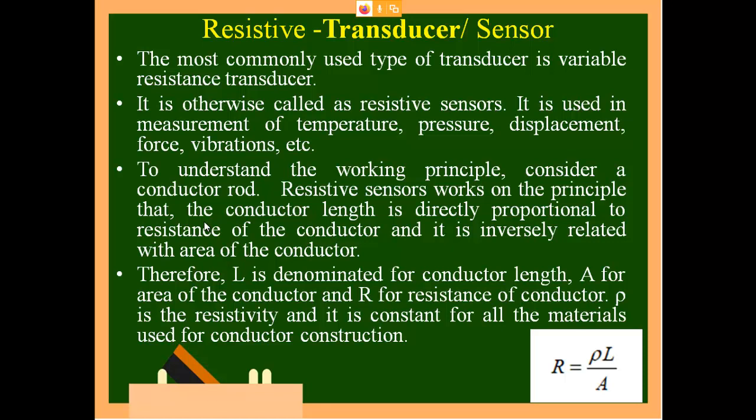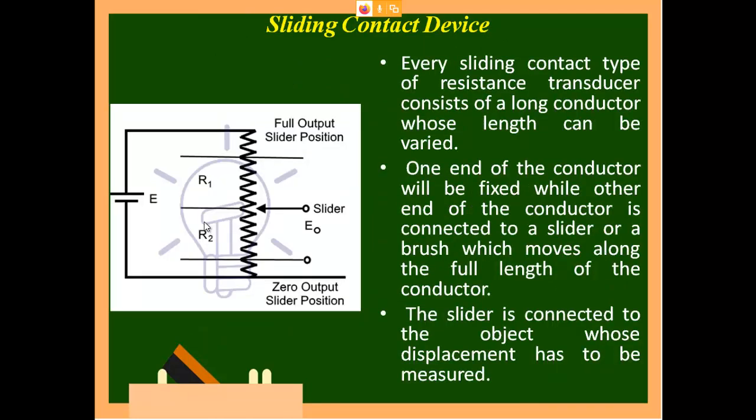Resistive sensor works on the principle that the conductor length is directly proportional to the resistance of the conductor and is inversely related to the area of the conductor, and now we will not use this A at all. Therefore L is denoted for conductor length, A for the area of the conductor. See, in a sensor I cannot vary the area and all, but I can vary the L. So let us first see one: the sliding contact device.